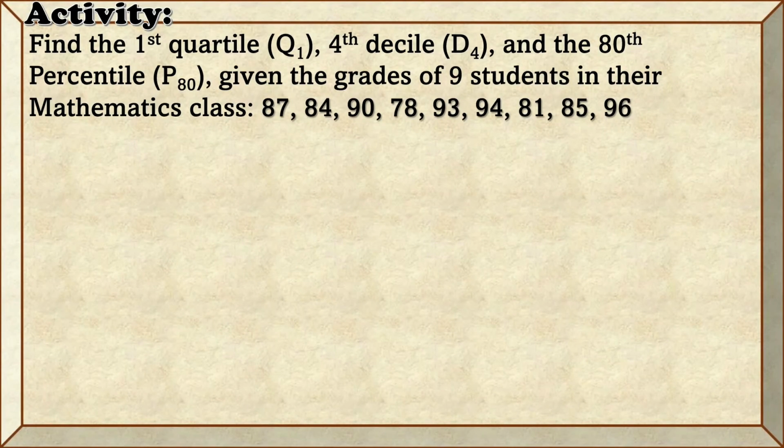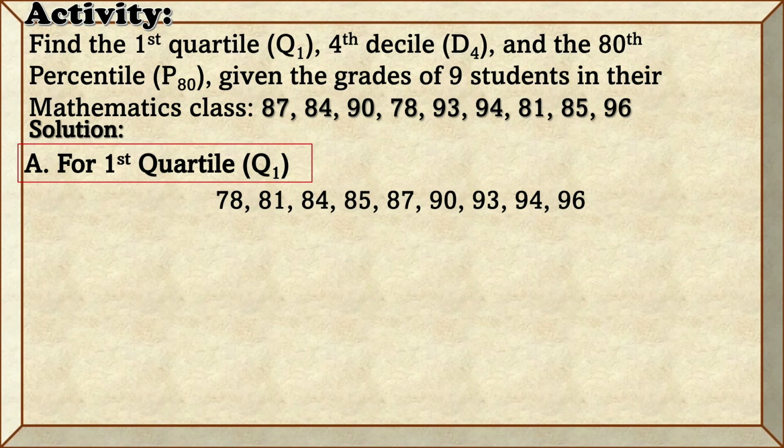Let us answer our activity in this lesson. Find the first quartile, fourth decile, and the 80th percentile, given the grades of 9 students in their mathematics class. We have 87, 84, 90, 78, 93, 94, 81, 85, and 96. To find the first quartile, first, we have to arrange the data in ascending order. So, ang lowest grade is 78 and the highest grade is 96. So, ito na yung nakaayos nating data.